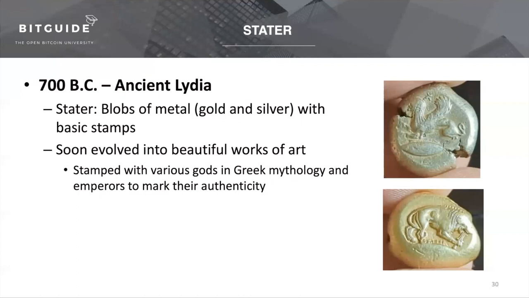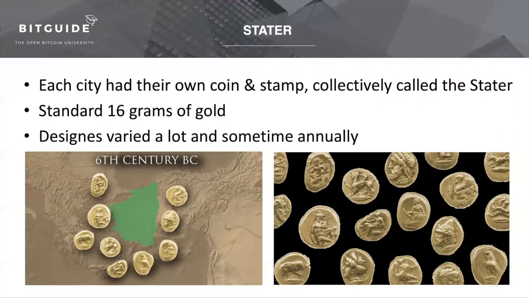A stater was just a blob of metal, gold and silver, with basic stamp. And that little stamp made a big difference in its usability as money. Anything that had the stamp on it, you would immediately know that this is pure, this is legit, and it represents this much value because this state coined it that way. And these stamps soon evolved into beautiful works of art. They started to use Greek mythology and the images of the gods and emperors on these coins. And stater was actually not a single coin.